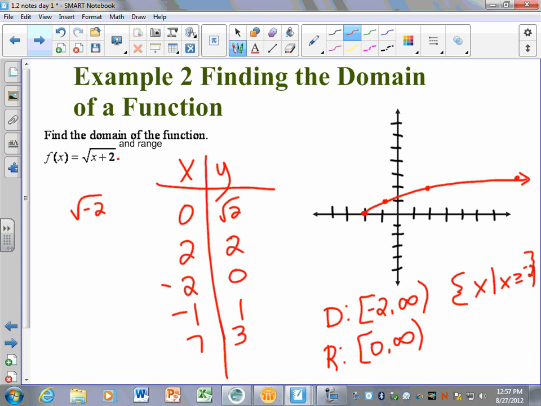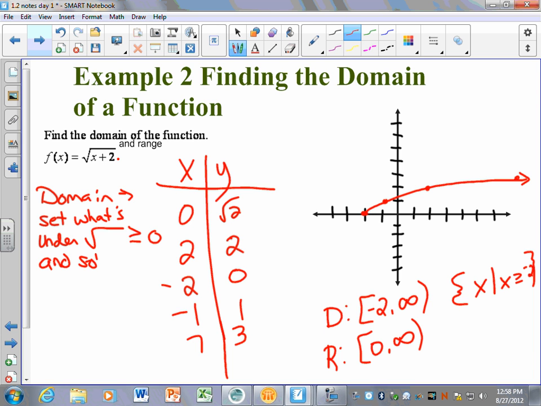Just kind of throwing this out here. If you didn't want to graph this, for square root equations to find the domain, you could just set what's under the radical greater than or equal to 0, because 0 is the smallest number you're allowed to have. You can't have a negative. Solve it, and it will always give you your domain in a square root problem.